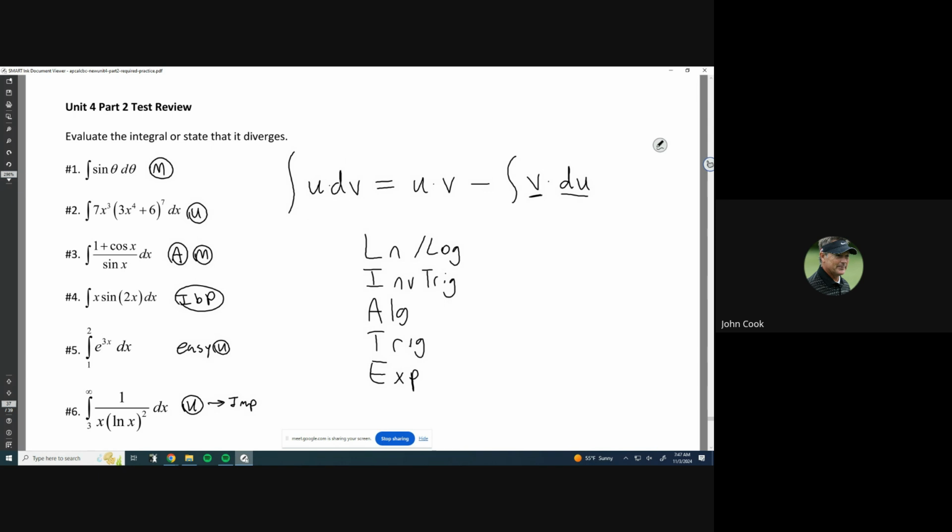So we go through LIATE. Is there a natural log or a log function? No, it looks like it's just sine of 2x and regular old x, and a dx. We can't forget about the dx there. Is there an inverse trig function in there, like arcsine, arctangent? No. Is there an algebraic expression? Yes, there is. This x right over here. So the idea is this. When I use the algebraic value for u, I need to eventually find du. And what's the derivative of regular old x? It's just dx.